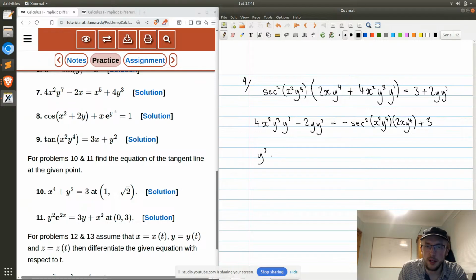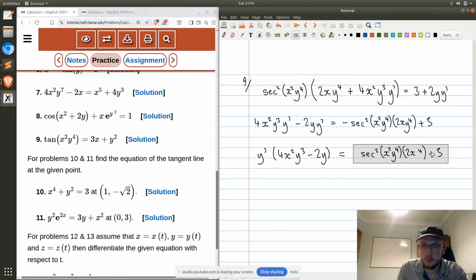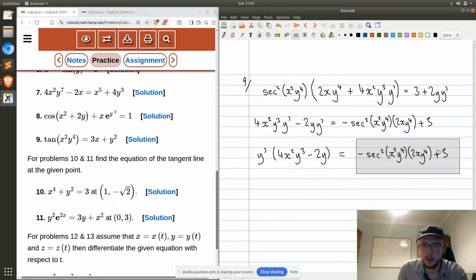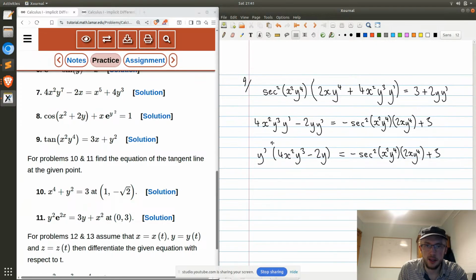Okay, factor out y prime and set it equal to all of that. I don't know why it misses out pieces, because I'm not casting the net wide enough. That's more like it. And then move that down there on the denominator. And everything looks good.